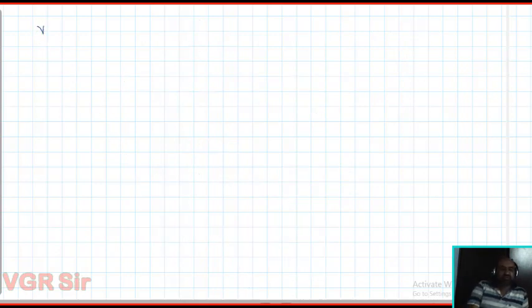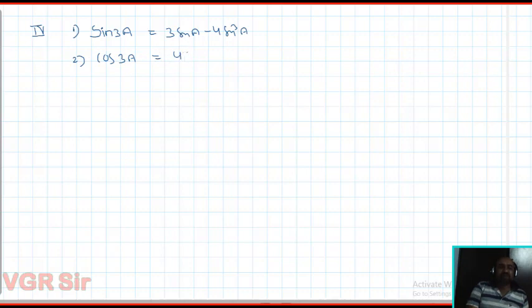Fourth one, I will say fourth one. In the fourth, the first one is the sin 3a formula. You should remember it: sin 3a equals 3 sin a minus 4 sin cube a. The second one is the cos 3a formula: cos 3a equals 4 cos cube a minus 3 cos a. I will explain how you got these results.